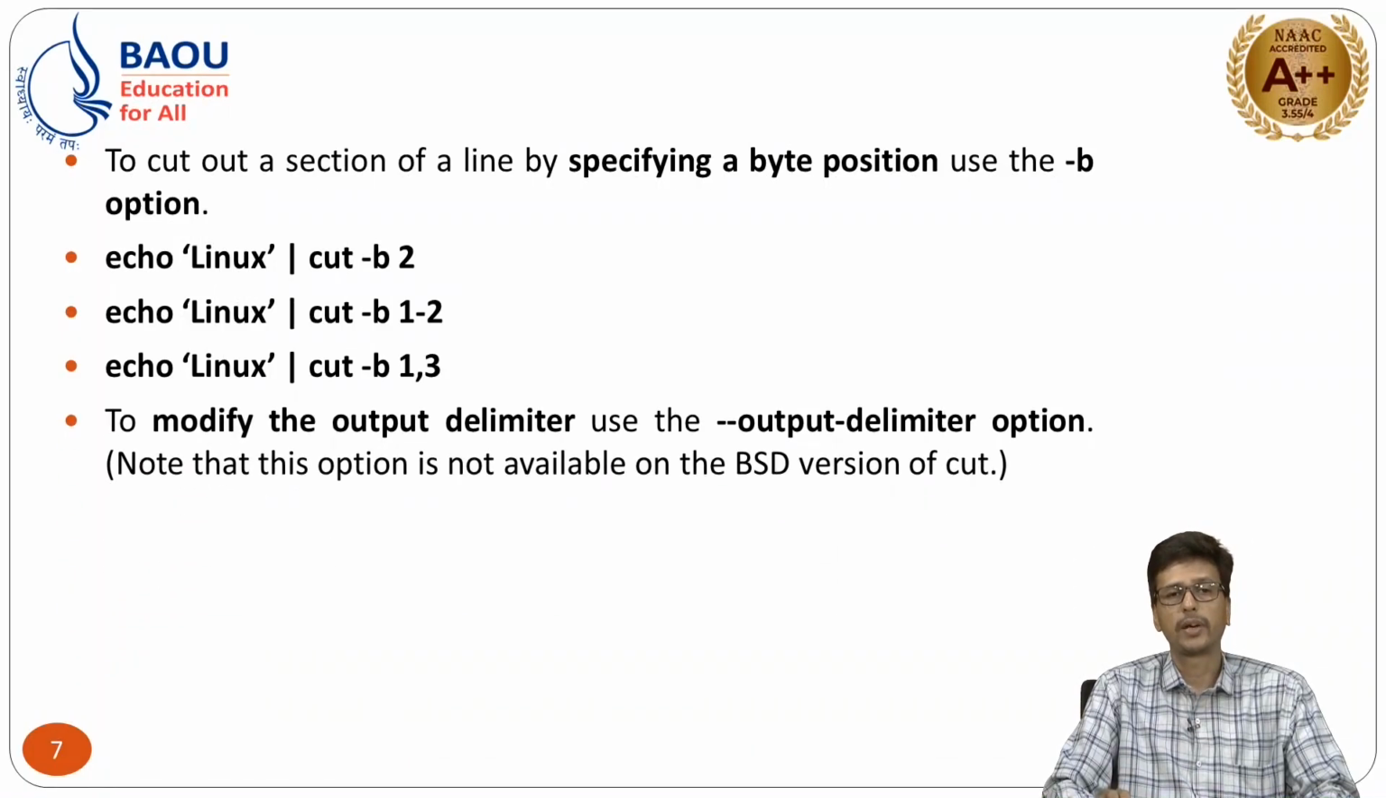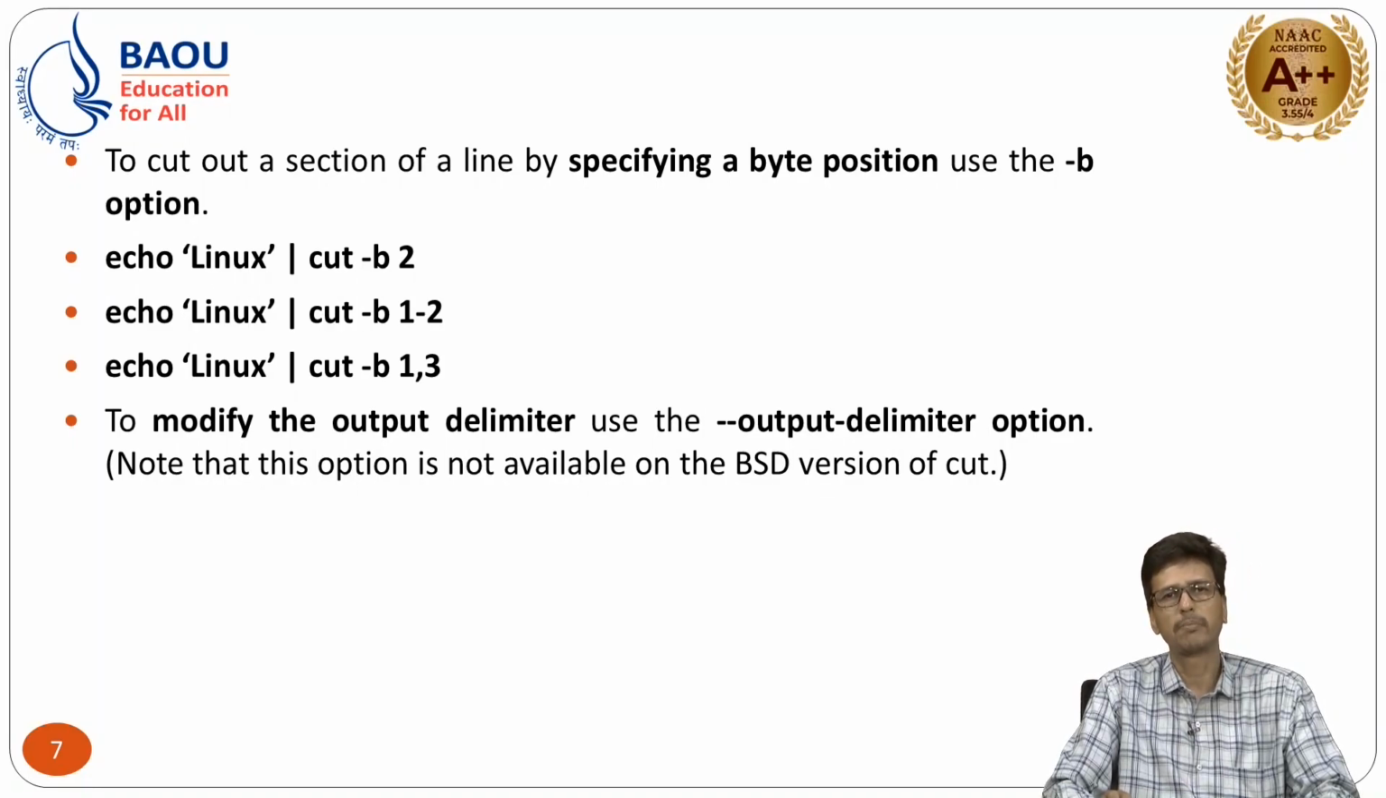So now suppose you are requiring to modify the delimiter. What is the meaning of modifying the delimiter? So in our file emp.txt, the delimiter is semicolon. But whenever you are representing in the output form, you are not requiring that semicolon.